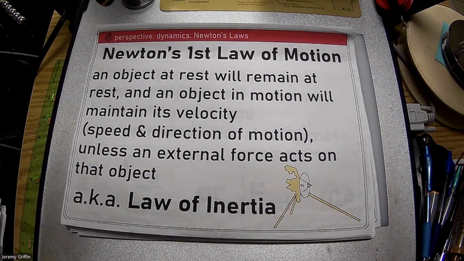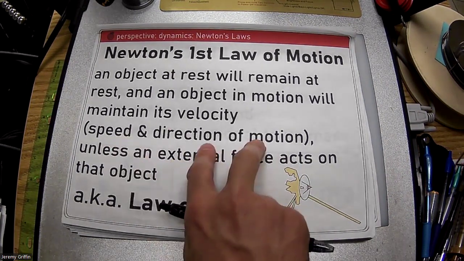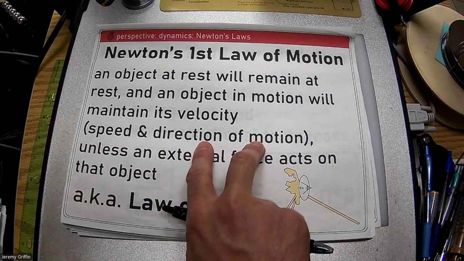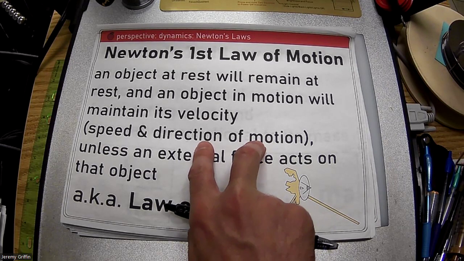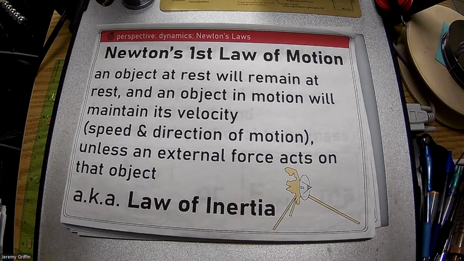So if something is ever speeding up or slowing down, or going around a curve, it might have constant speed but you're just turning, that would also mean that there's an external force. Guys, what does Newton's second law of motion say?